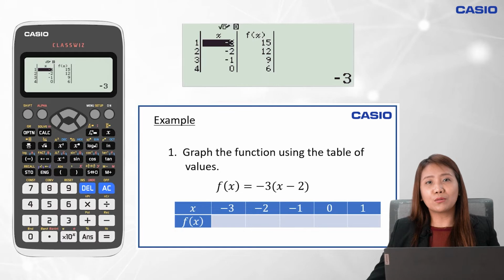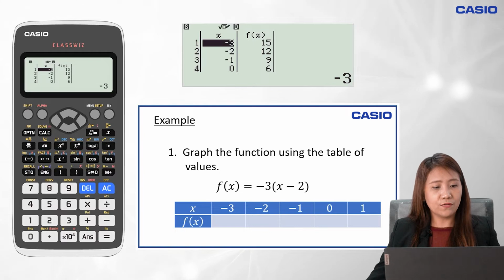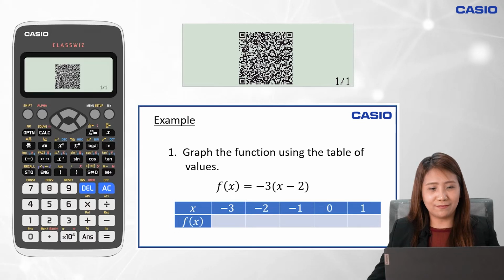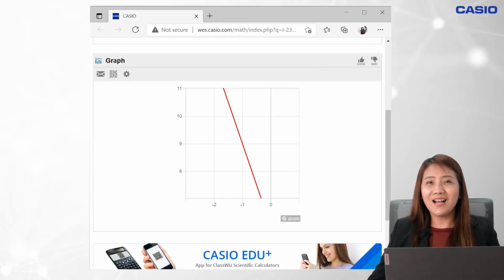What's beautiful about Classwiz is that there is a way to view the graph of the function. How? We simply need to press Shift followed by Option. Shift, Option. A QR code will appear. Click on the QR code and it will direct us to Casio Edu Plus with a graph of the function. So, that's the graph of the given function, which is a linear function.